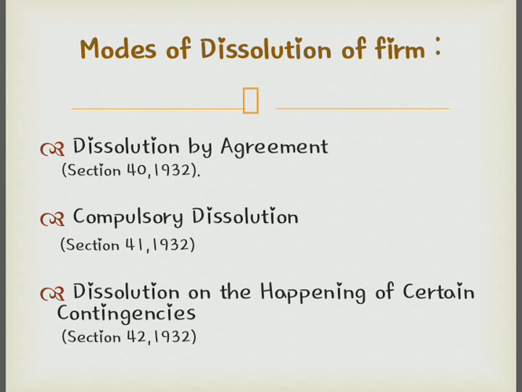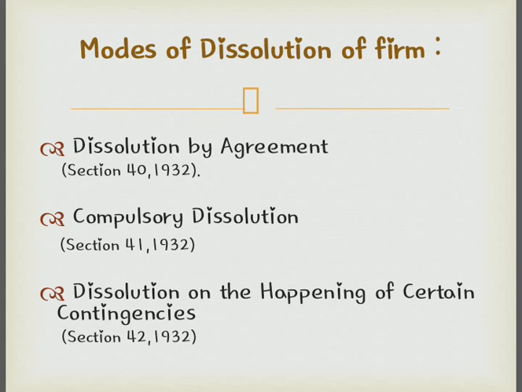The first one is the dissolution by agreement. It is under Section 40 of the Indian Partnership Act 1932. A firm may be dissolved if all the partners agree to the dissolution. Also, if there exists a contract between the partners regarding the dissolution, it may take place in accordance with it. And the second one is the compulsory dissolution. It is under Section 41 of the Indian Partnership Act 1932.